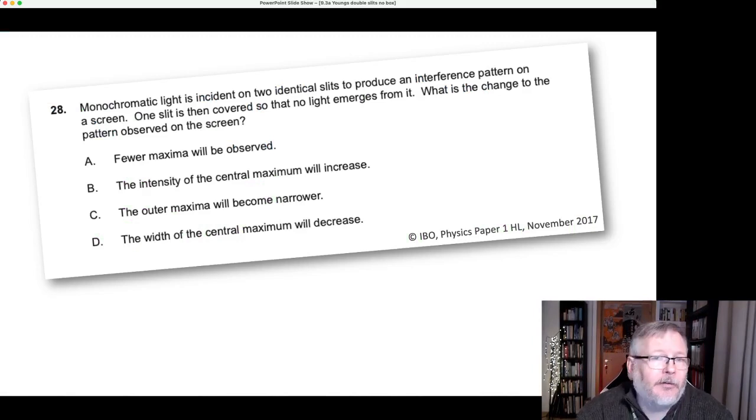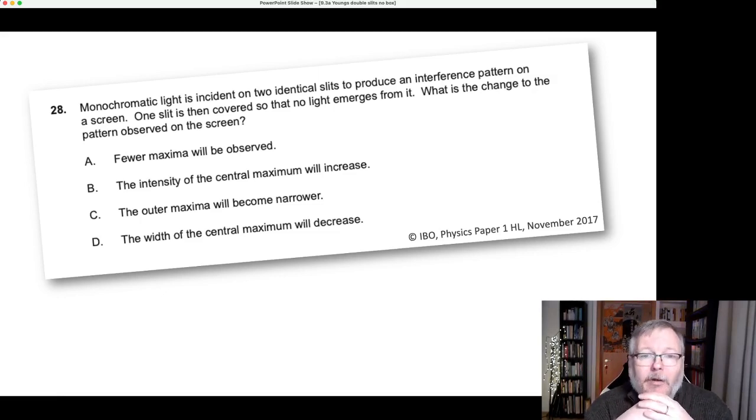Monochromatic light, so light of one wavelength, as you would get from a laser or possibly from a sophisticated sort of filter, is incident on two identical slits to produce an interference pattern on a screen. So incident on means that it's hitting the two slits and light is passing through those two slits. One slit is then covered so that no light emerges from it. What is the change to the pattern observed on the screen?